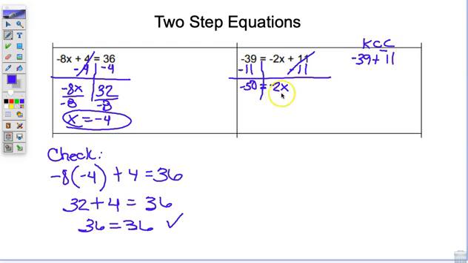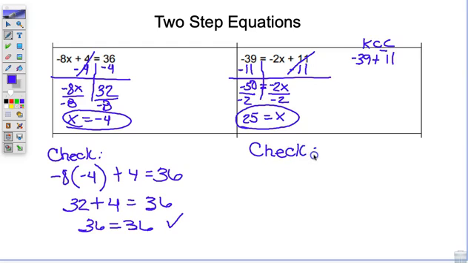Now we're going to undo this part. Negative 2 times x. The inverse would be to divide by negative 2 on both sides. A negative divided by a negative, of course, is a positive. And negative 2 divided by negative 2 is our 1x. And I'll circle that. Notice that sometimes the variable can actually be on the right side rather than the left side like the previous example, but you don't change any of your steps.